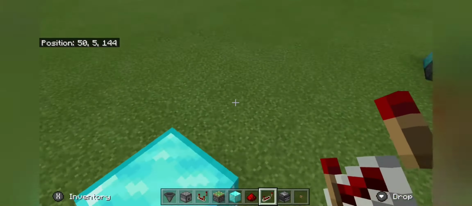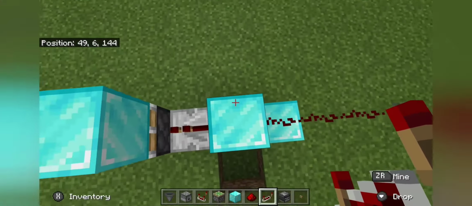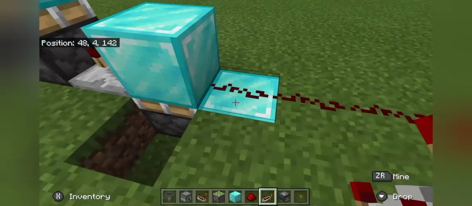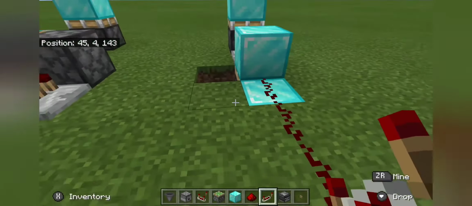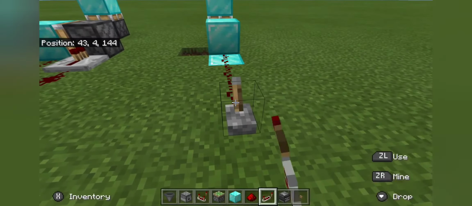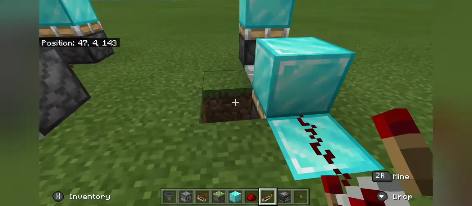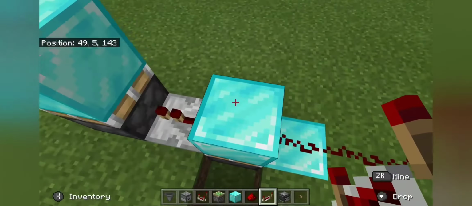That is a basic design. This is a 1 tick pulse, I believe. This causes a 1 tick pulse, or maybe a 2 tick. I'm not exactly sure. It's a short pulse, okay? It's a short pulse. I believe it's a 1 tick pulse, but don't quote me on that.